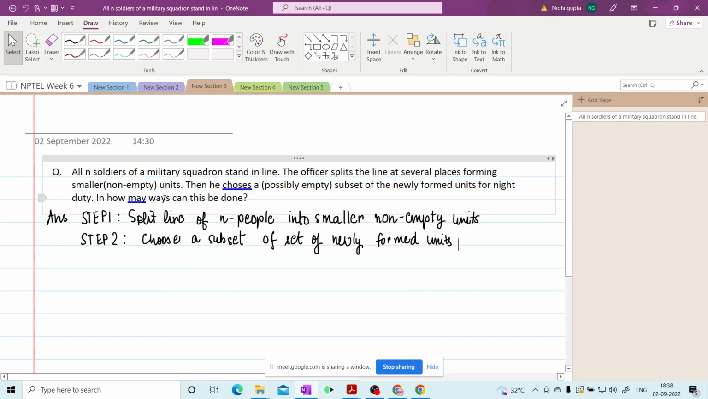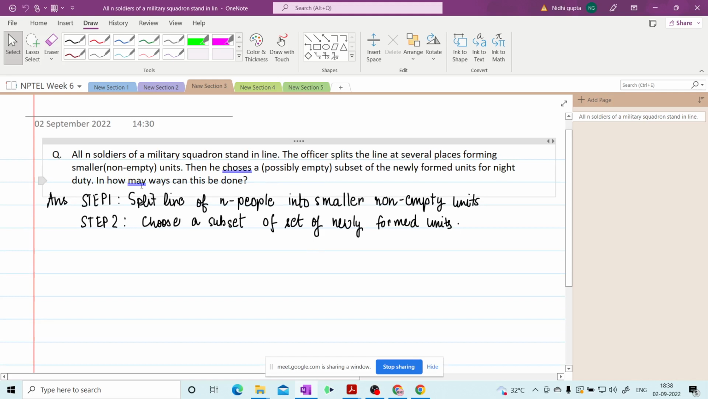The first problem is that we are given n soldiers of a military squadron standing in a line. Then the officers split the line at several places, forming smaller non-empty units. Then he chooses a possibly empty subset of the newly formed units for the night duty. In how many ways can this be done? So in this question, we are required to calculate the following numbers of v.